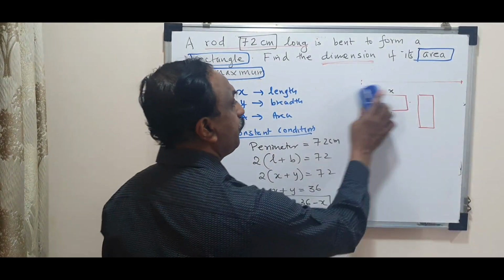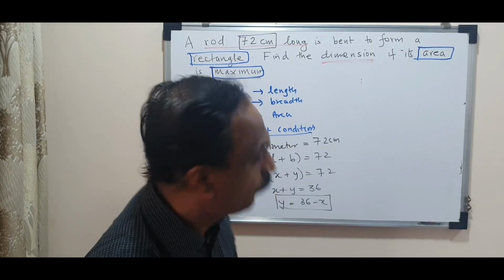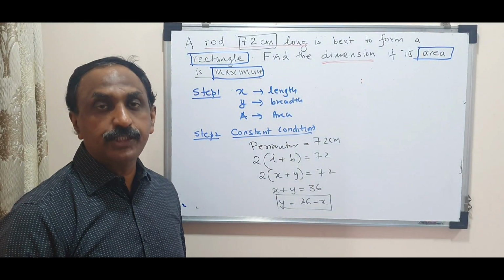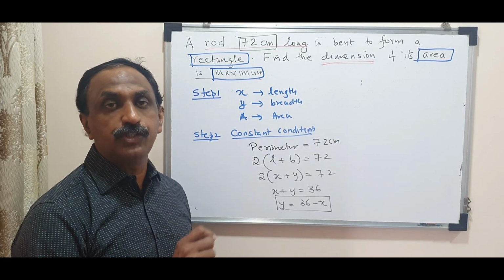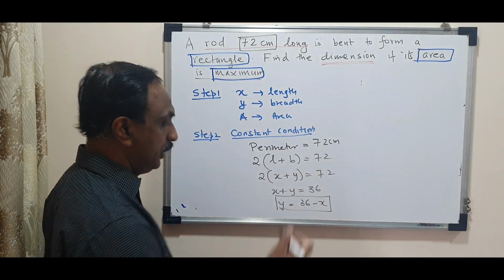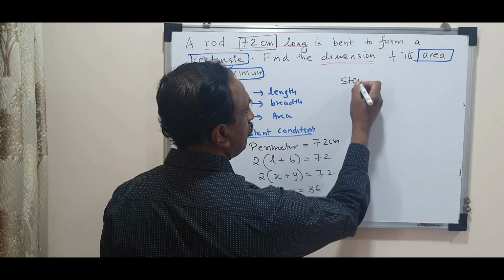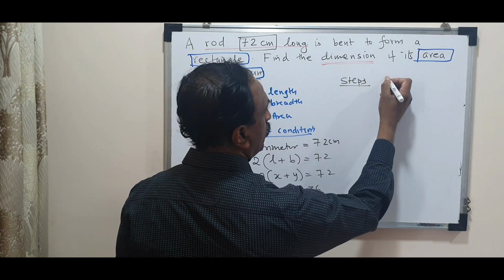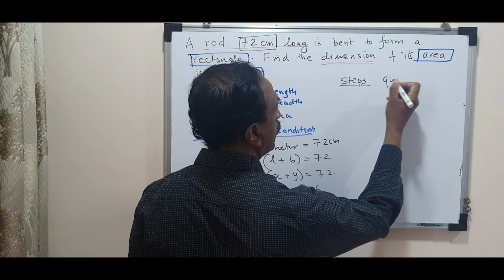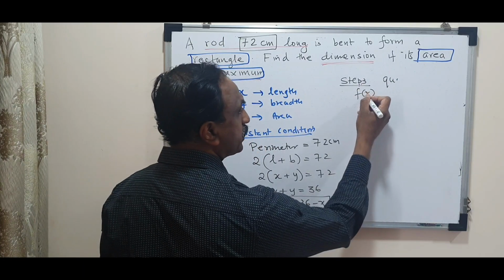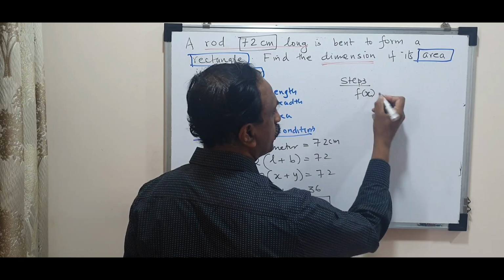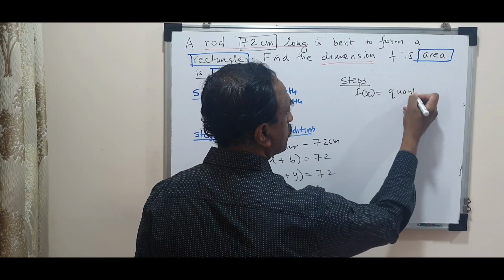After finding the relation between the variables, my next step is to find the function which is to be maximized. What function should be optimized? That is your function. So step number 3: quantity to be maximized. The function f of r, f of x, I'm going to make it into x. f of x is equal to the quantity to be maximized.